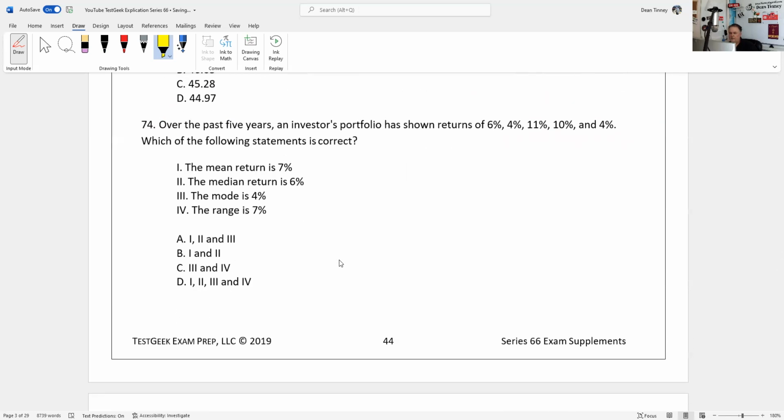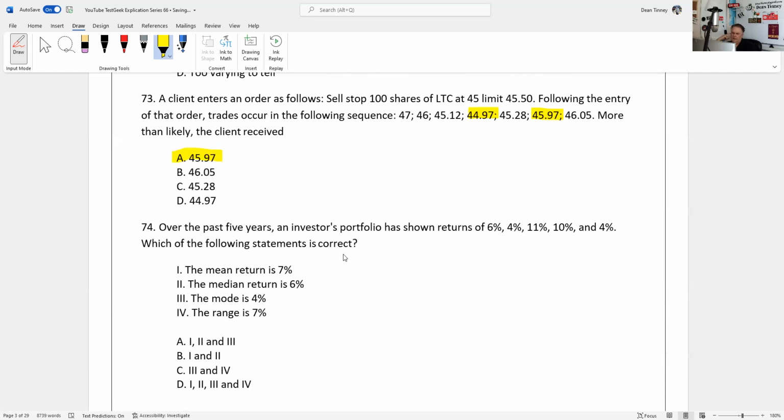Over the past 5 years, an investor portfolio has shown returns of 6%, 4%, 11%, 10%, and 4%. Which of the following statements is true?